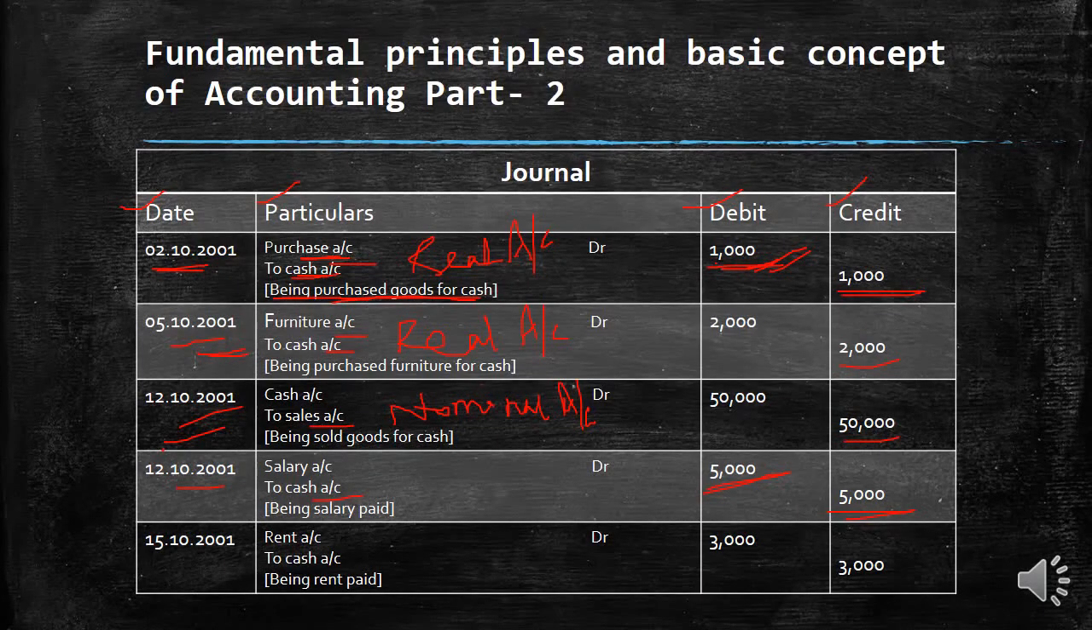And in the next transaction, we will see paid rent for rupees 3000 on 15th October 2001. So here the rent is also an expense, and for an expense being a nominal account, the rent will be debited and cash will be credited. It is written in that manner. The rent rupees 3000 is debited and the cash rupees 3000 is credited. So this is how the journal is prepared. So let's go to the ledger now.